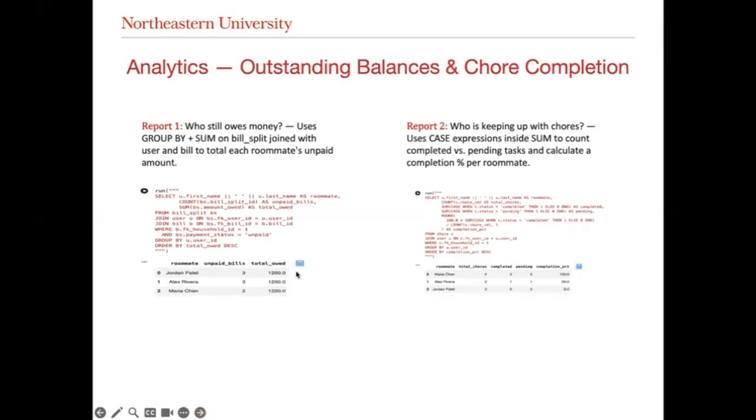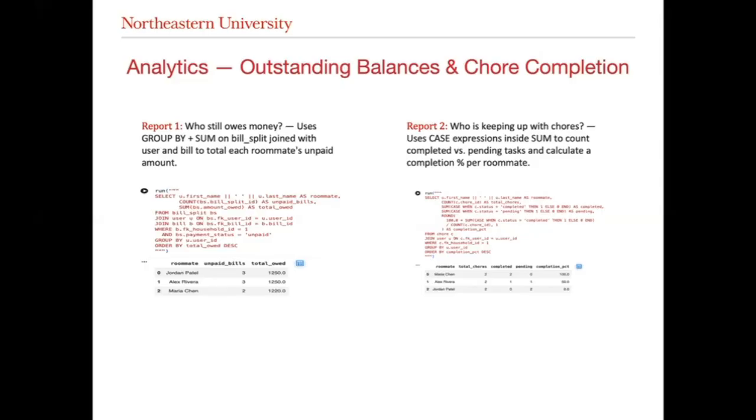So now moving on to the analytics part. On the left side, report one is one of the most useful queries for any household. It uses group by and sum on bill split, joined with user and bill, to total each roommate's unpaid amount. The output shows Jordan and Alex each owe $1,250 across three unpaid splits, while Maria owes $1,220 because she already paid her electricity share.